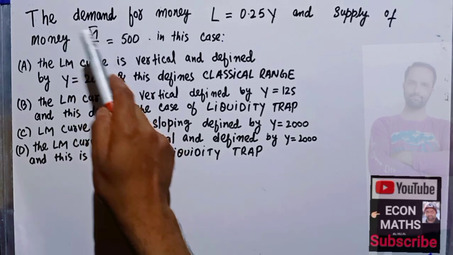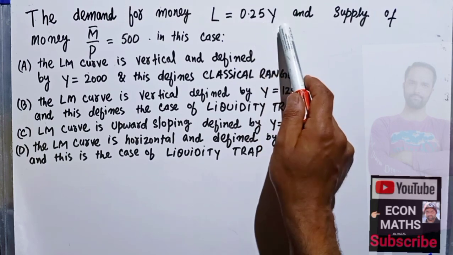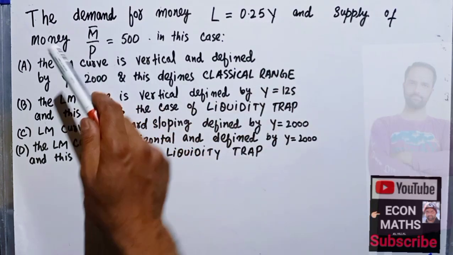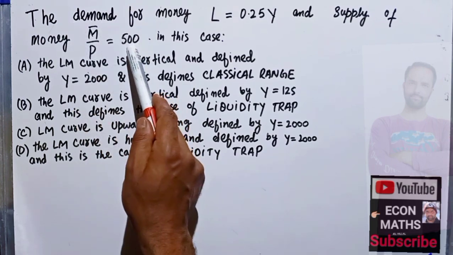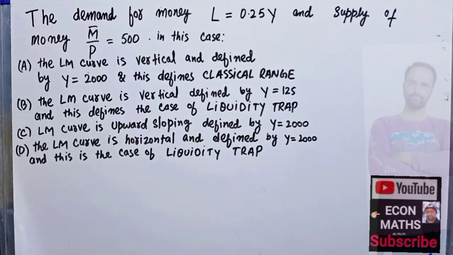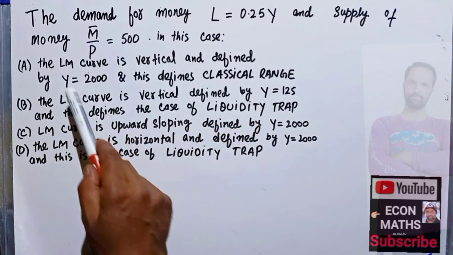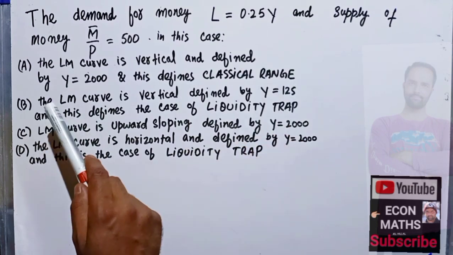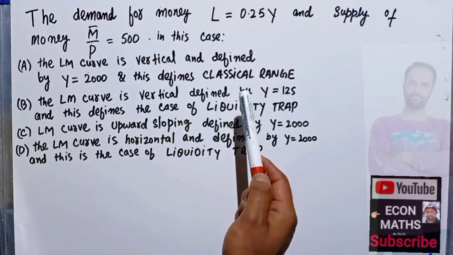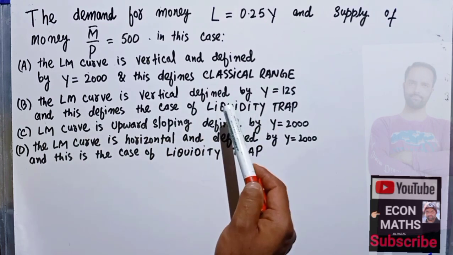The question is, the demand for money is defined as L equal to 0.25y, where y denotes the income, and the supply of money is given by M upon P, that is, real money supply is equal to 500. In this case we are given 4 options. We need to find out the correct option. First option is the LM curve is vertical and defined by y equal to 2000, and this defines the classical range. Second option is the LM curve is vertical and defined by y equal to 125, and this defines the case of liquidity trap.